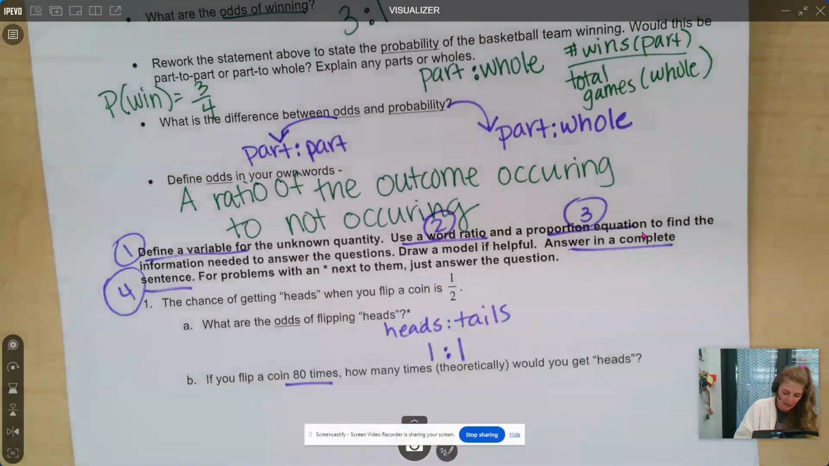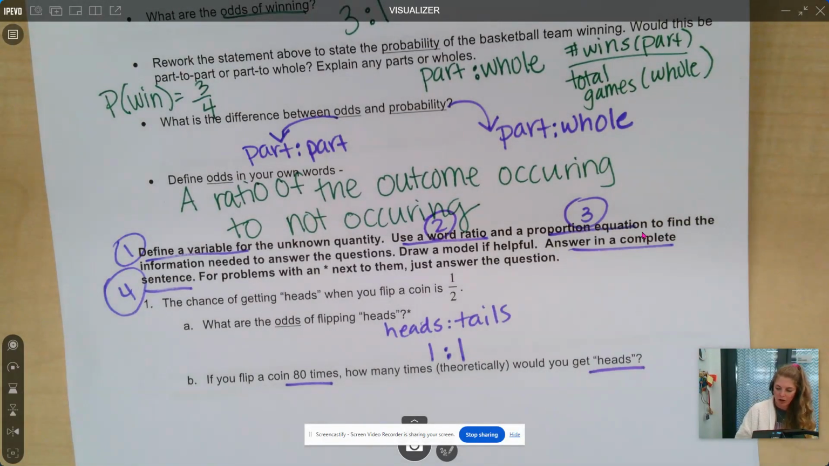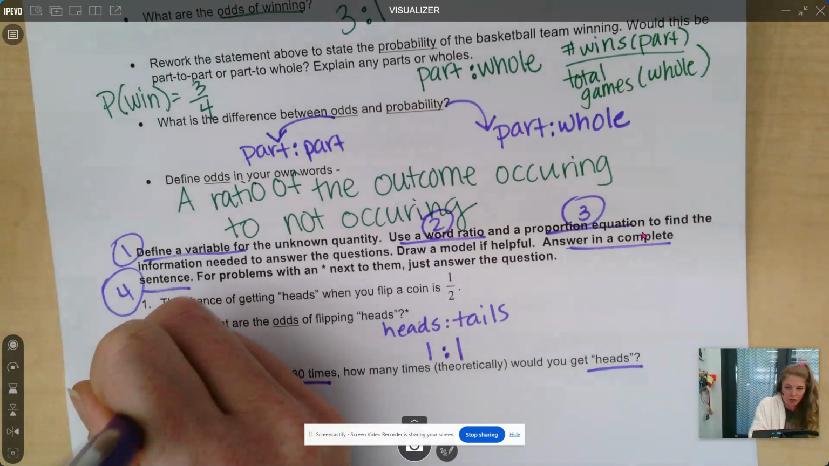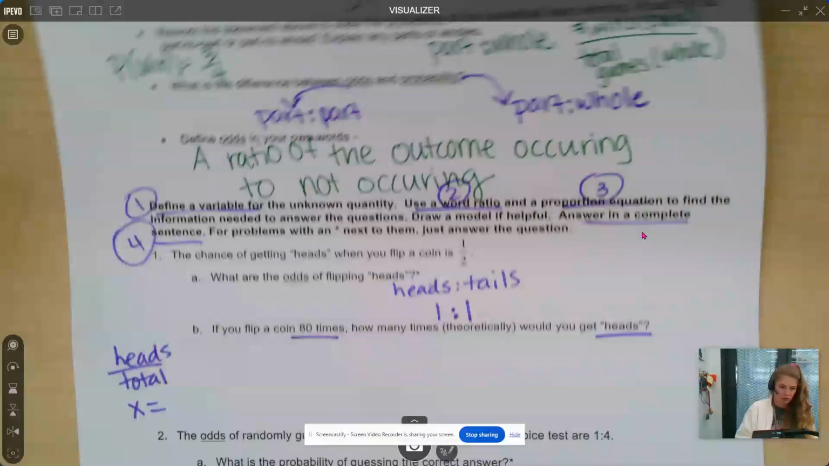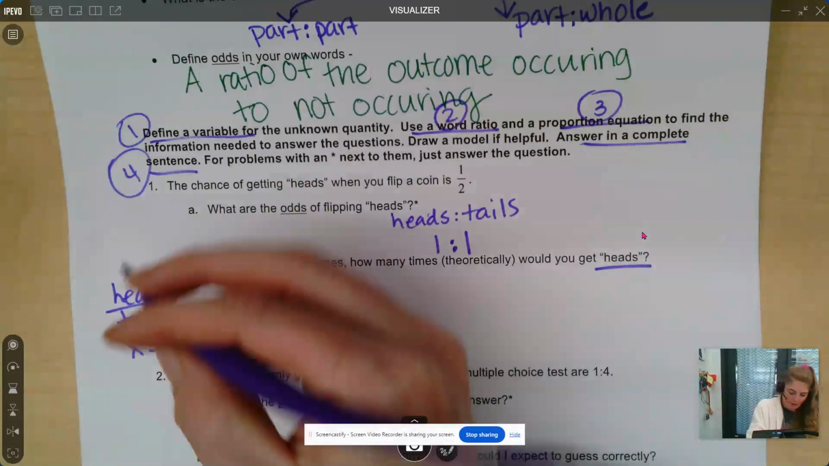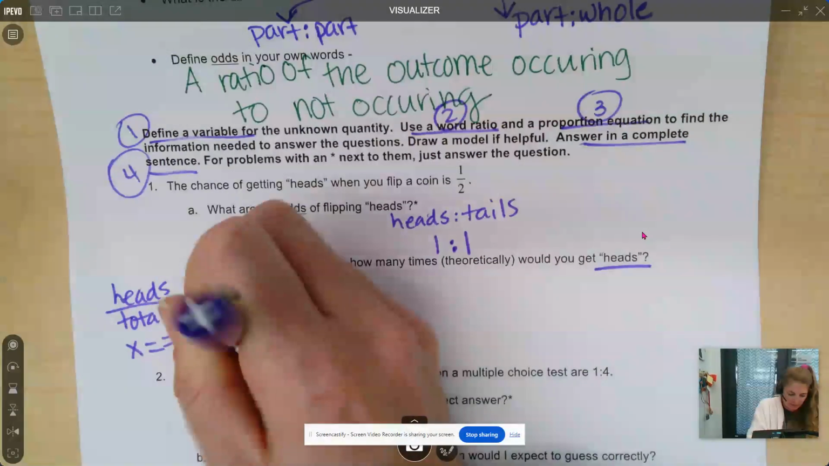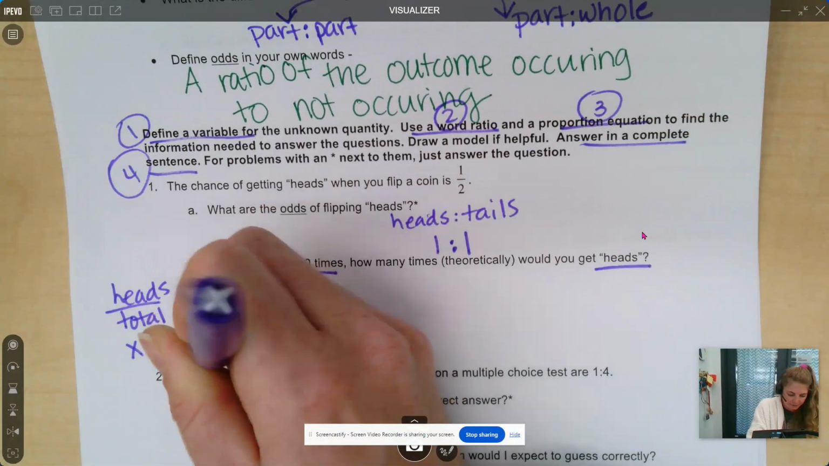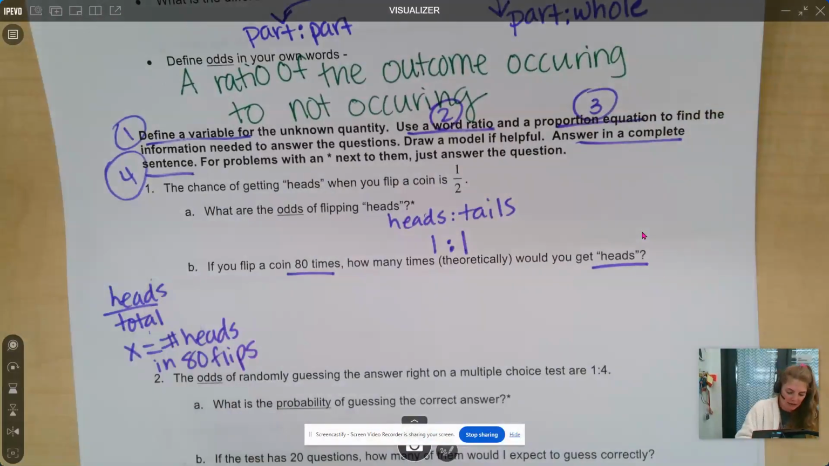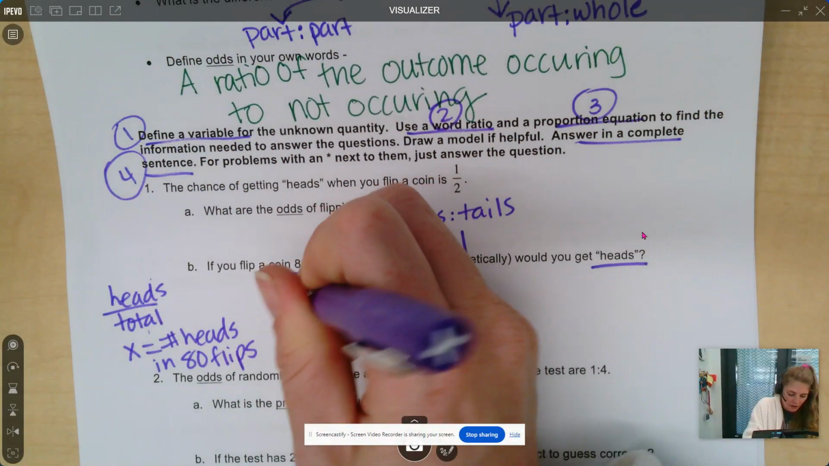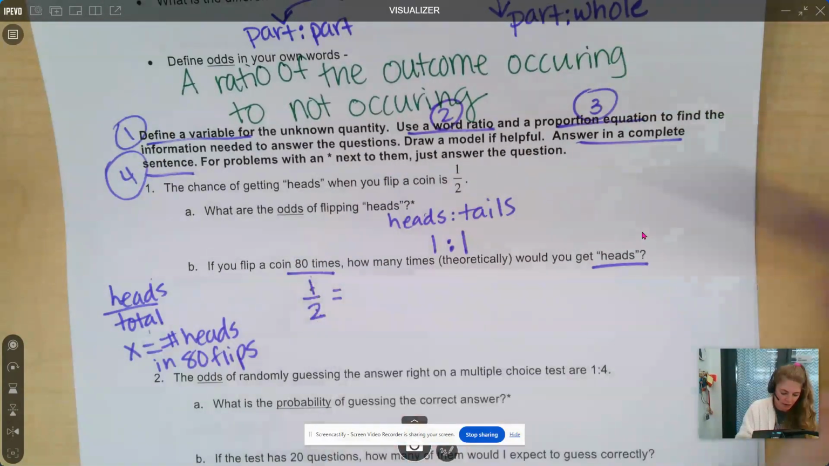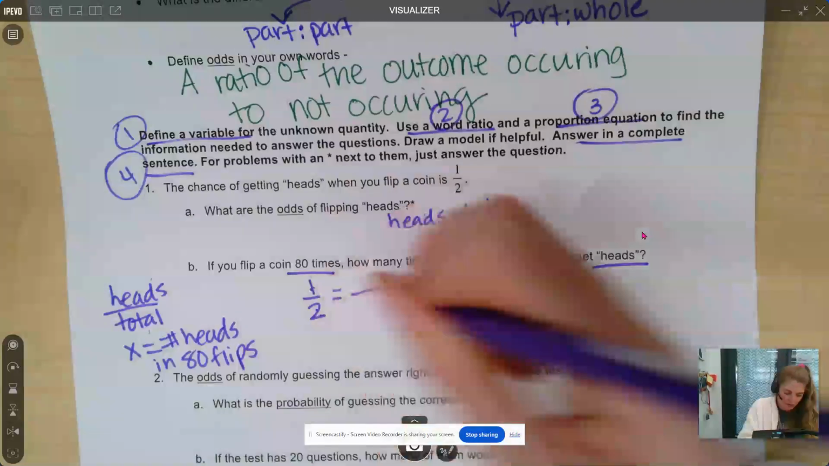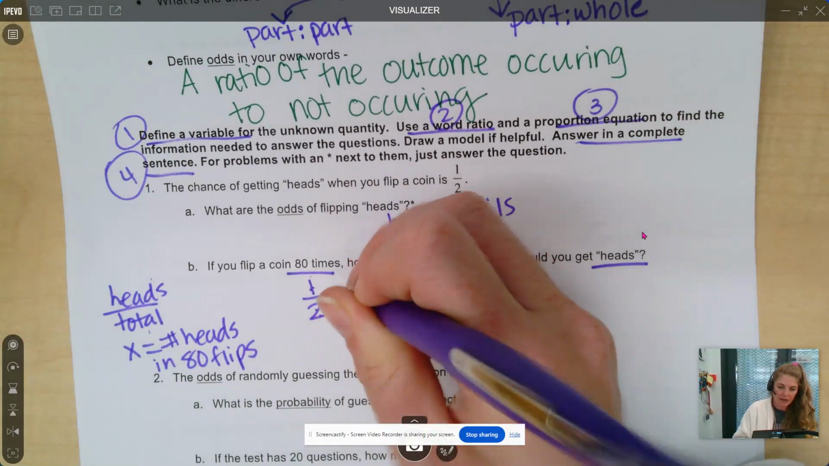You flip a coin 80 times. How many times theoretically would you get heads? So our word ratio here, we're going to look at heads to total. Our variable x is going to be represented by the number of heads in 80 flips. So setting up a proportion, heads to total. It's 1 to 2, because that's the probability: out of 2 flips, we should get 1 head. And here, out of 80 flips, how many times do we get heads?